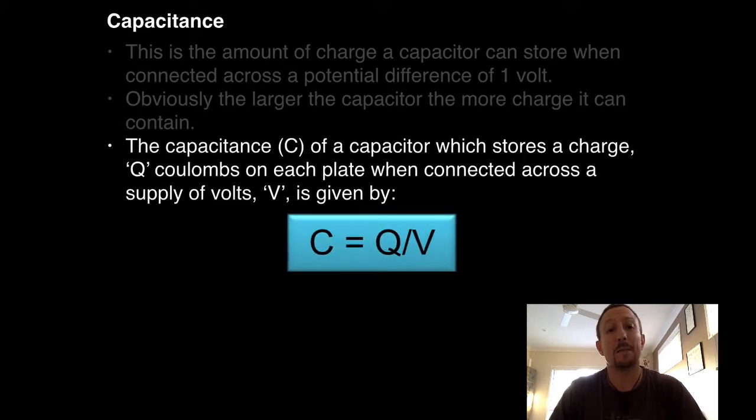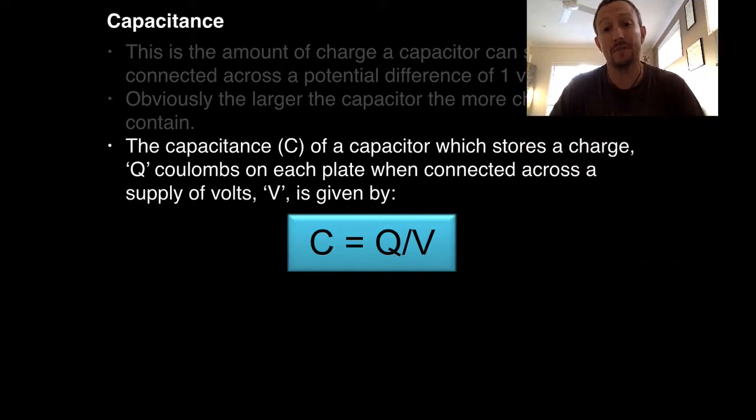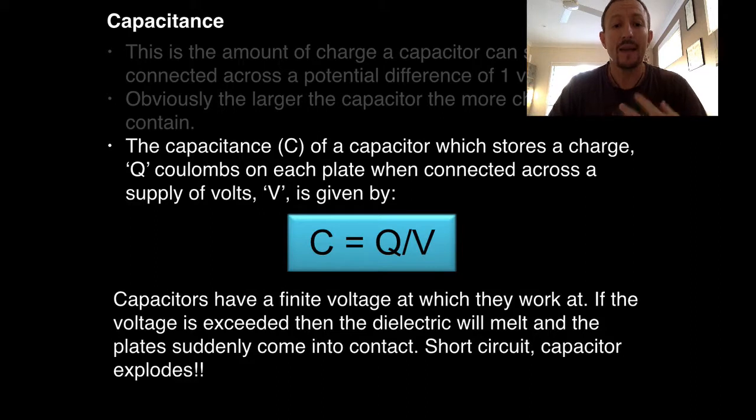As I stated, the capacitance of a capacitor is how much charge it will store. Charge is measured in Q coulombs on each plate when connected across a supply of volts, V. So the capacitance is the charge divided by the voltage. Now, as I've stated, capacitors have a finite voltage at which they work. If I put too much push on there, those electrons will be able to go across the dielectric and melt the dielectric.